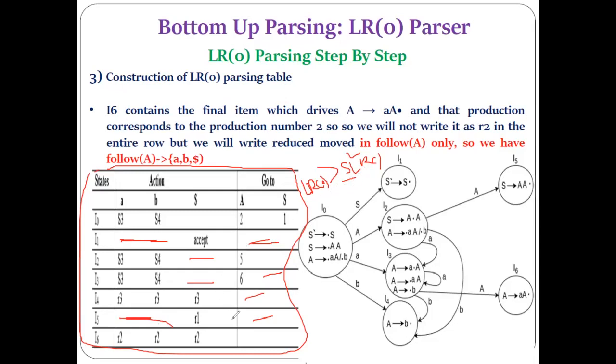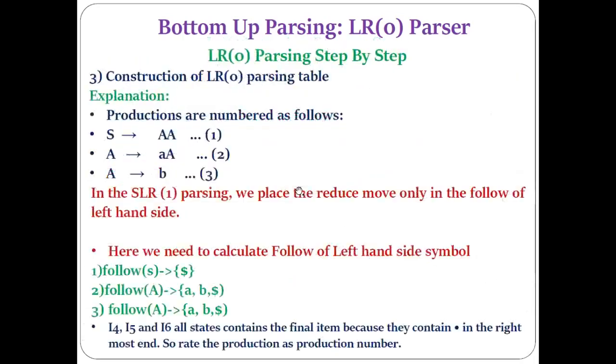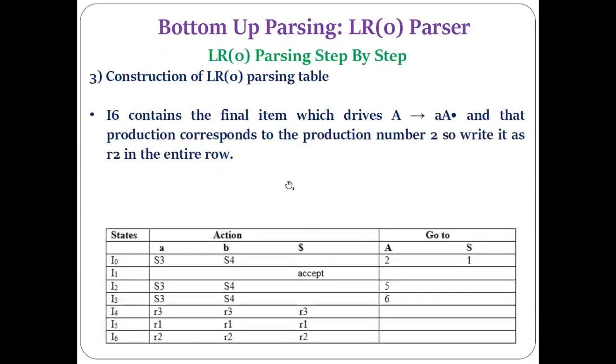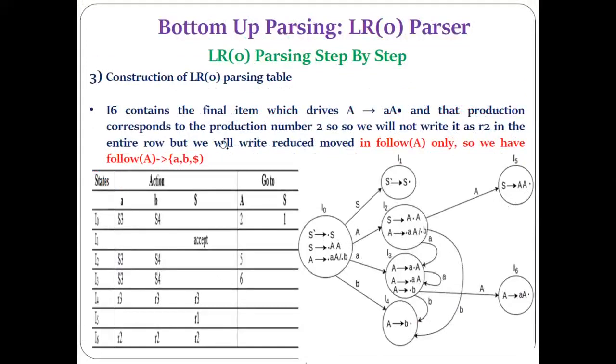the SLR1 parser has more empty positions in the parsing table. That is the reason it is more capable of detecting errors as compared with the LR0 parser. If you see the parsing table of LR0, the empty positions are less, as compared with the parsing table of SLR1. So that is the reason SLR1 is considered more powerful as compared with LR0.